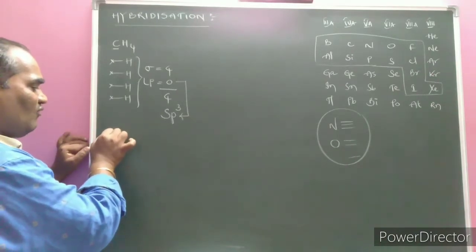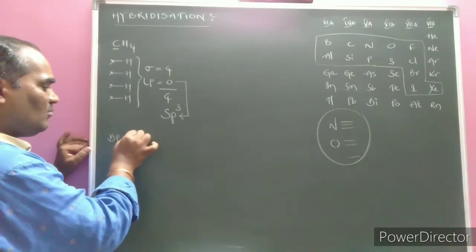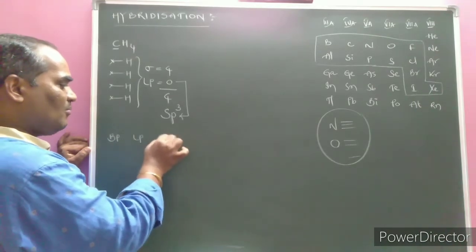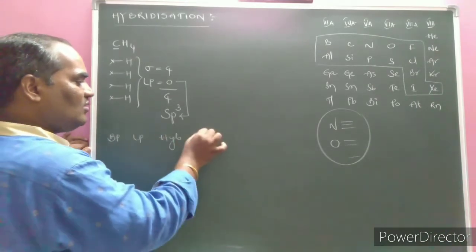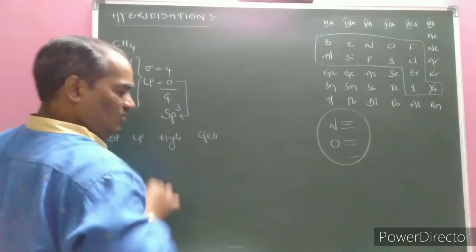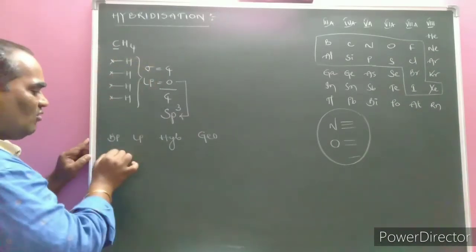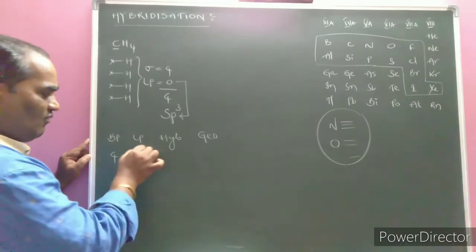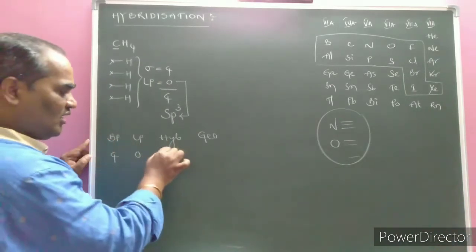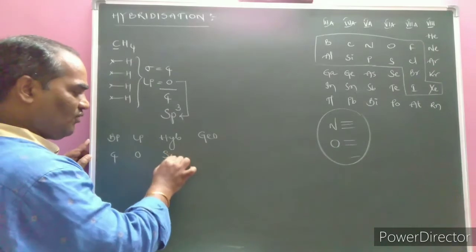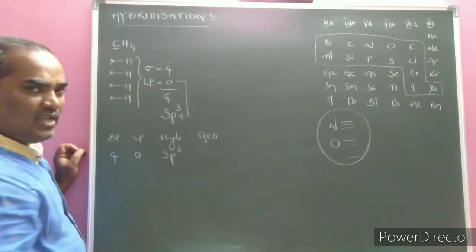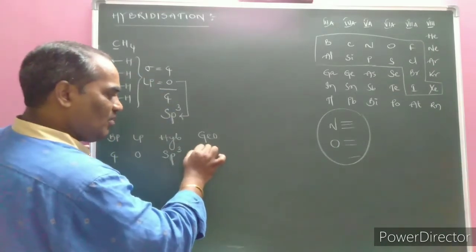According to VSEPR theory, for sp3 hybridization, what are the parameters? Number of bond pairs, number of lone pairs, hybridization and geometry of the molecule. Here, number of bond pairs is 4. Number of lone pairs is 0. What is the hybridization? 4 plus 0, 4. That should be sp3. What is the shape of the molecule?